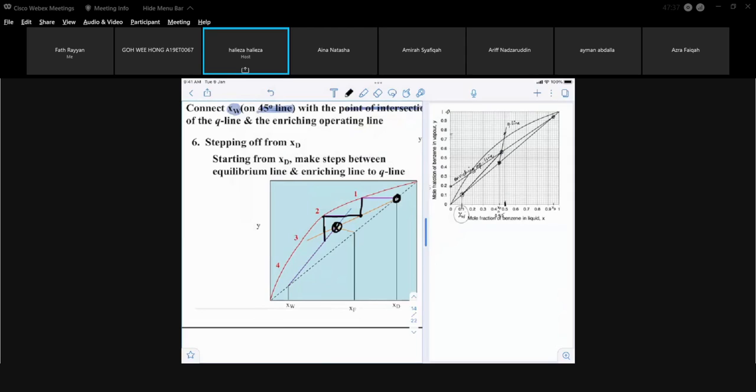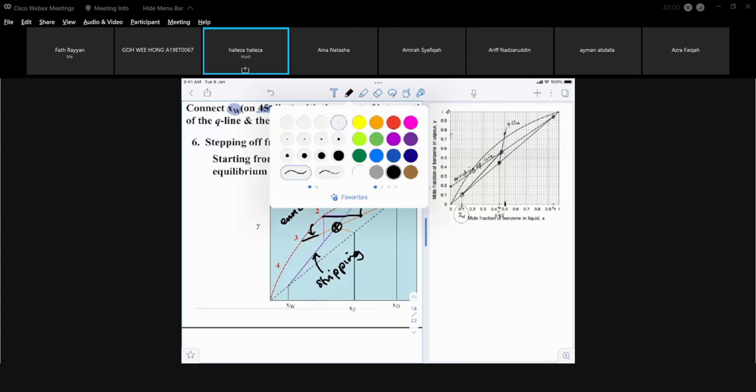Sorry, let me get it right first. This is your enriching line. Let me make it very clear. This is your stripping line. So now I'm going to erase this. I'm going to use a different color line. Okay, wait.